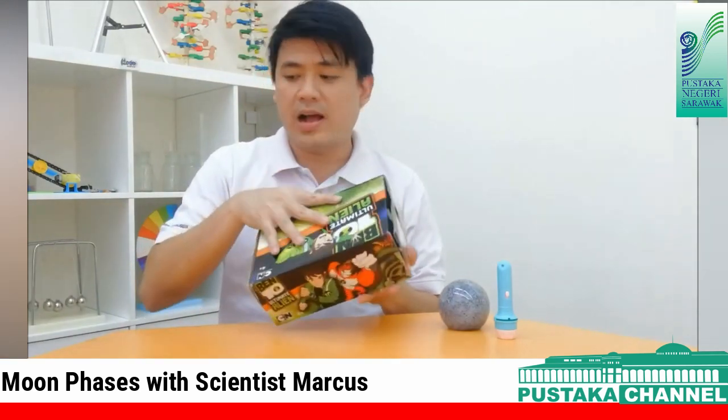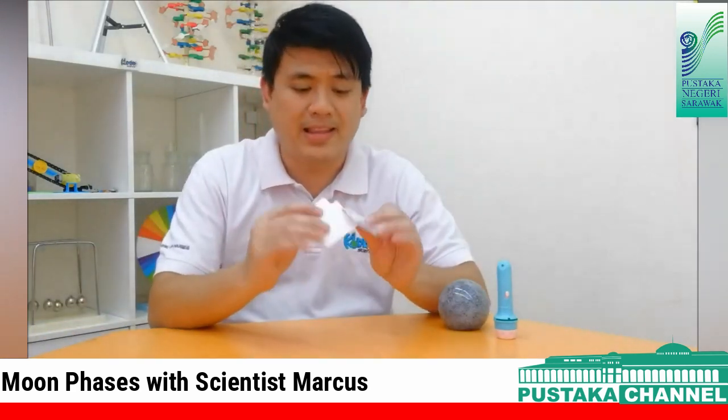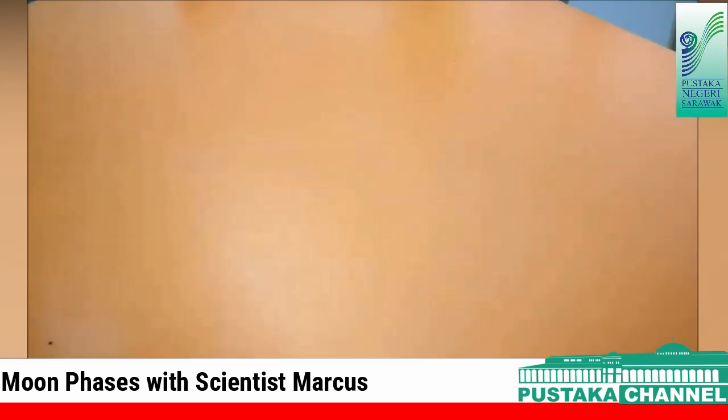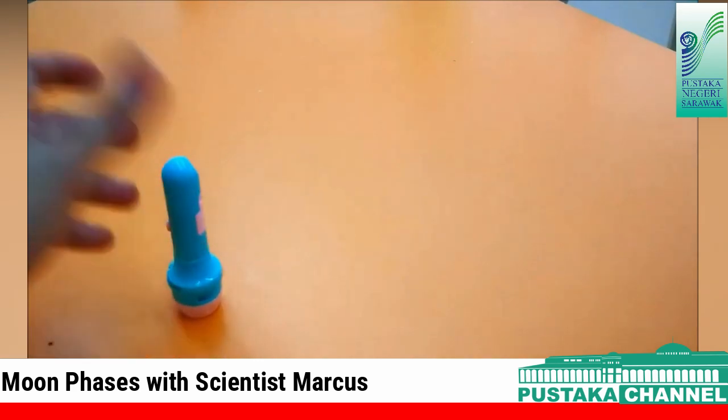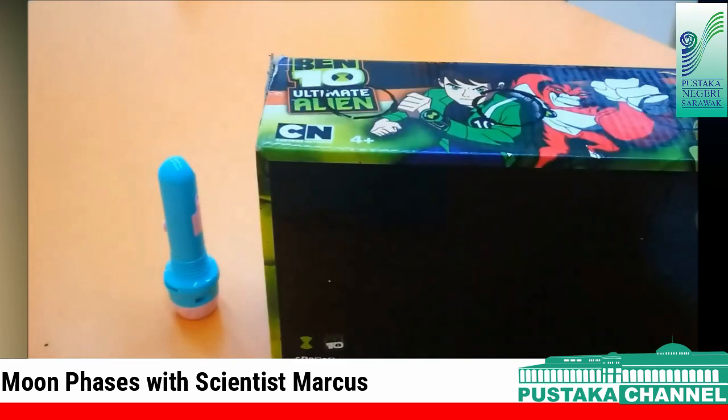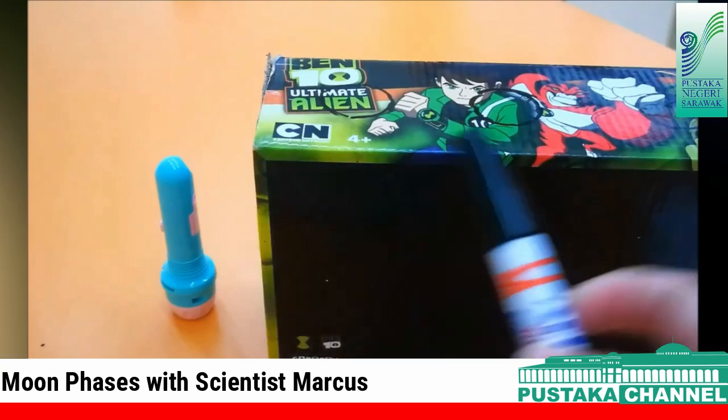Now, there are a few other things that you need to prepare. Besides the shoebox, you need a few Manila cards, and a ping pong ball. You need a cable tie. Step number one, you need to prepare a small size torchlight, a box and a marker pen.